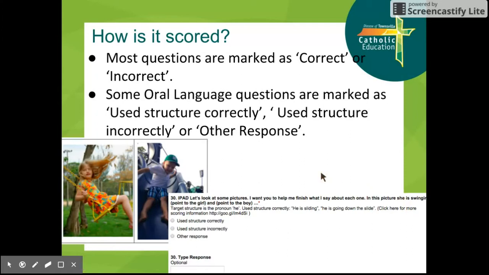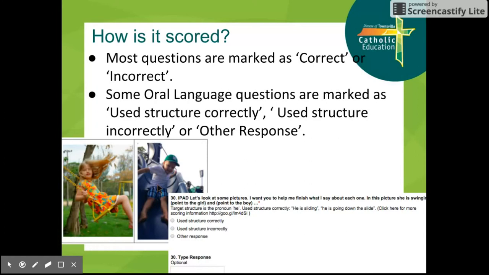We had this question here. This is the stimulus image, which the child would have on an iPad, and this is the question that appears in the Google form that the teacher reads. The target response or the target structure that we're after here is correct use of the pronoun. So we're trying to elicit that response from the child. So the teacher would say, let's look at some pictures. I want you to help me finish what I say about each one. In this picture, she is swinging. And what we're wanting there is for the child to say he is sliding.